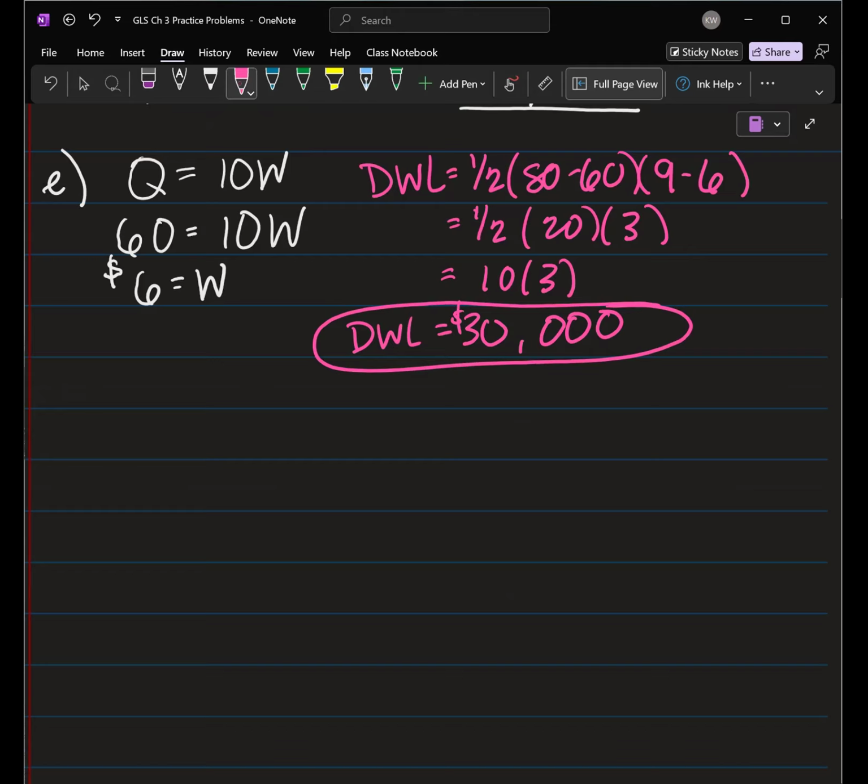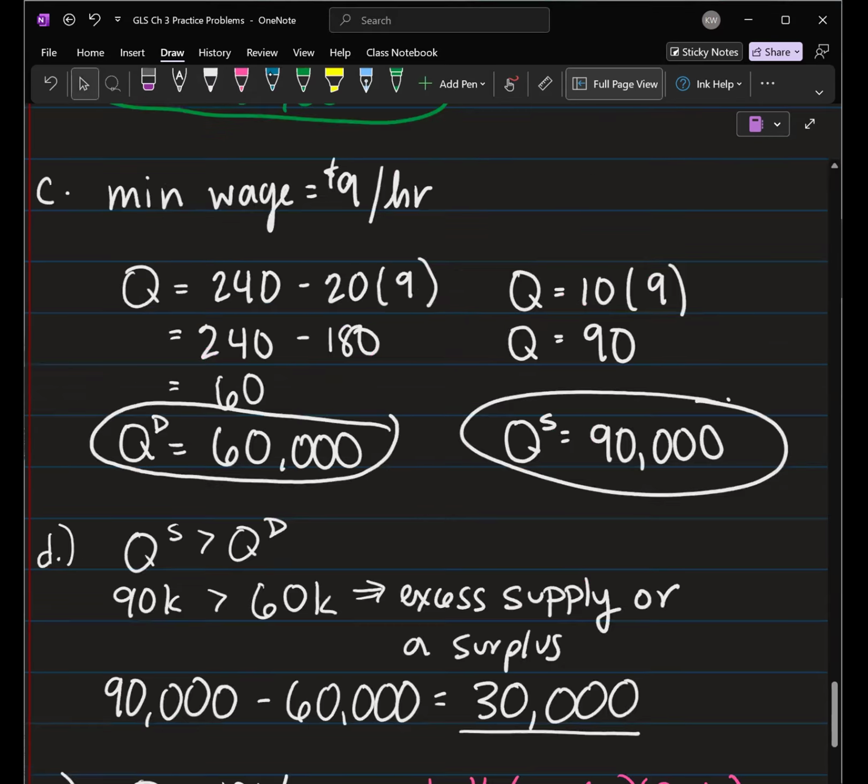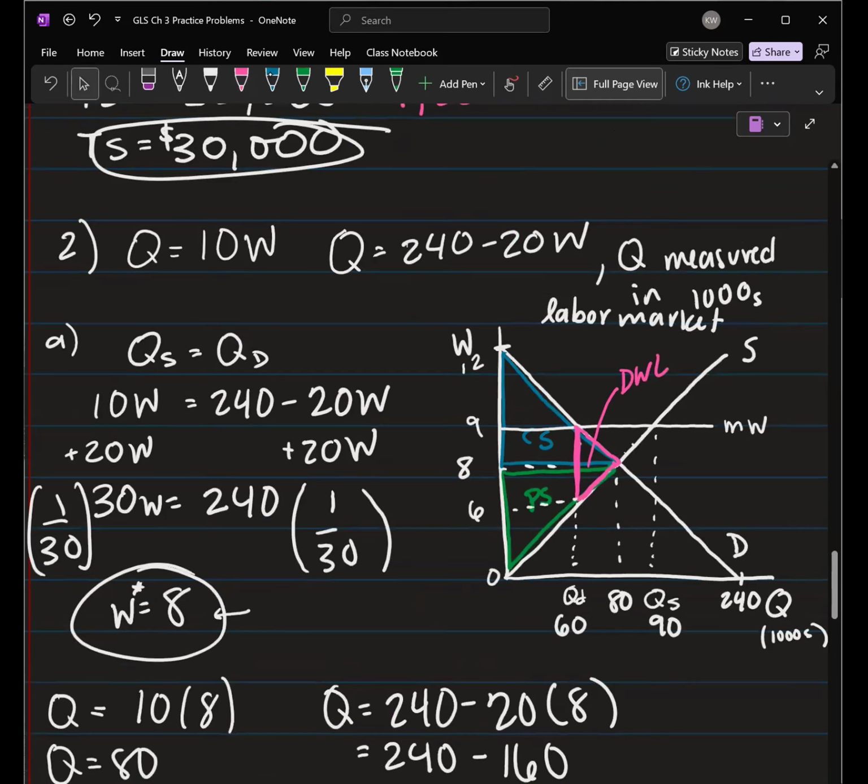Okay. So we see that there's some deadweight loss present for our minimum wage. And next, what we want to do is find the consumer and producer surplus under the minimum wage, and compare it to their previous values. So let's go back up to our graph and identify our consumer and producer surplus with the minimum wage, okay?